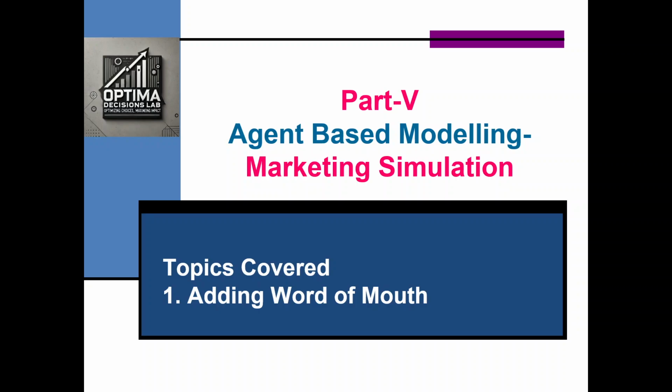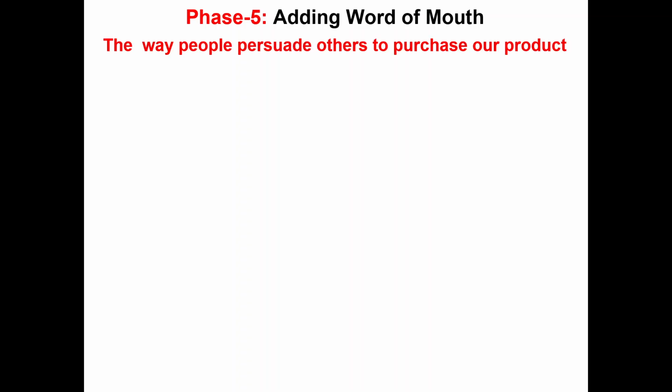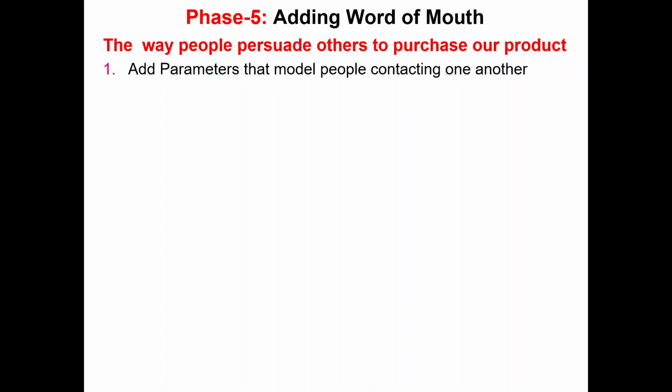Word of mouth is another very important aspect in the product adoption process. So in this part 5 of agent based modeling for a consumer market process, we are going to add word of mouth to our model. So the first thing is the disclaimer. What is basically word of mouth? It is the way people persuade others to purchase the product, and for that we have to define a parameter, and basically we will define several parameters here.